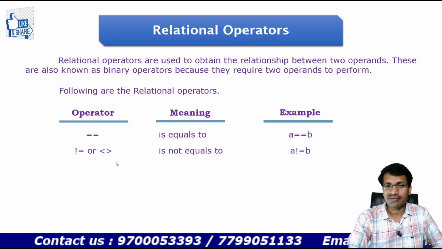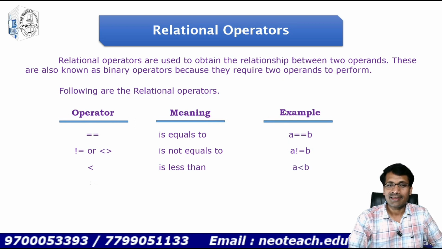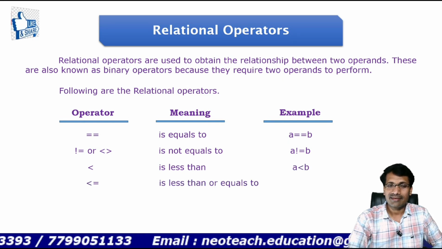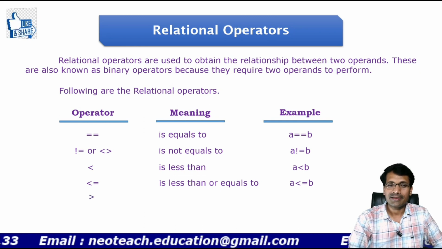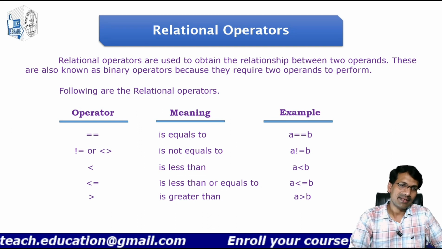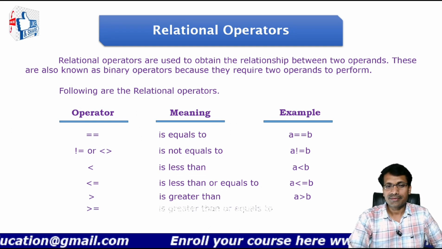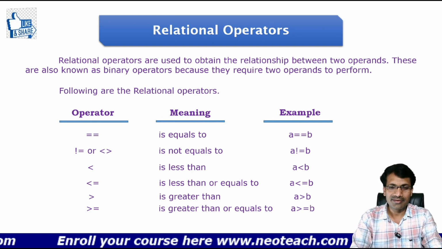So not equal to, less than, and greater than. Less than or equals to: a less than or equals to b is the example. Greater than means a greater than b, and greater than or equals to, we can write like a greater than or equals to b.